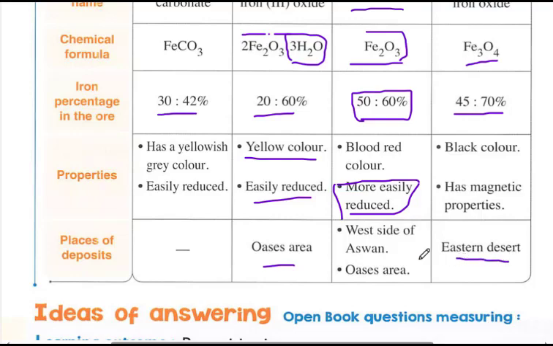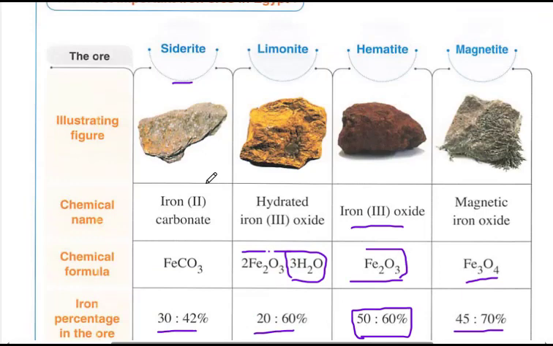So there are some notes we have to take into consideration because of the questions. Okay, the most frequently asked question. First, we have to notice that the siderite color is yellowish gray. It is not yellow. If it is yellow, then in this case it is limonite. We know that hematite is blood red or red in color, and magnetite is black. So we have to notice the colors of each of the iron ores.